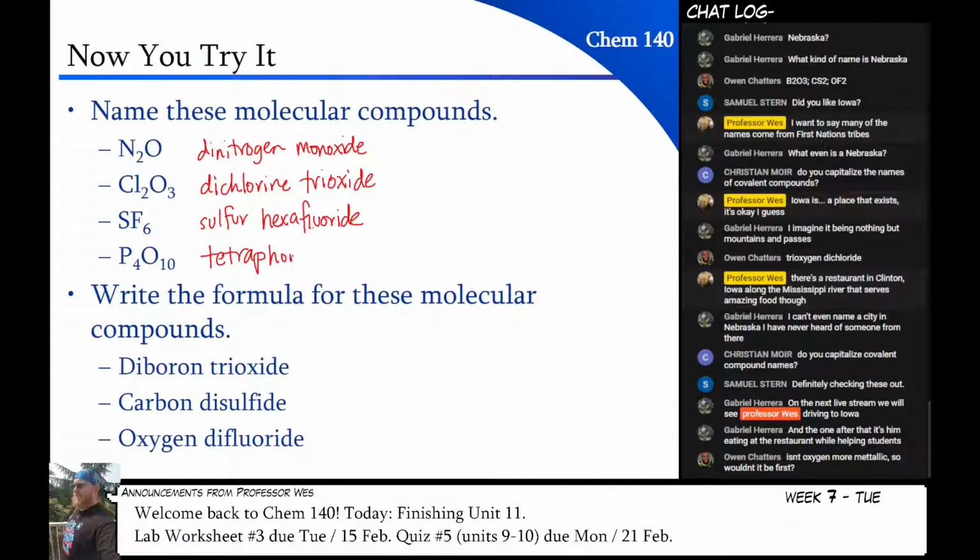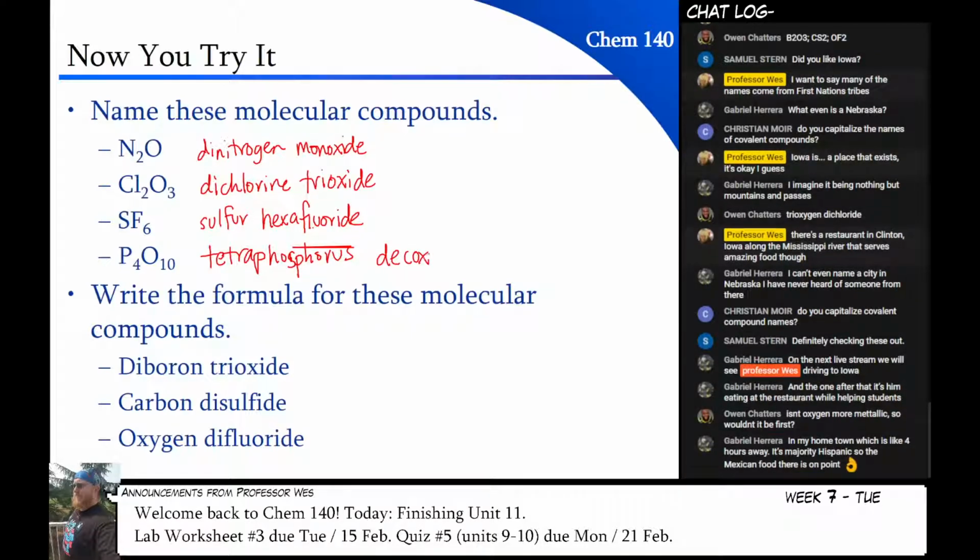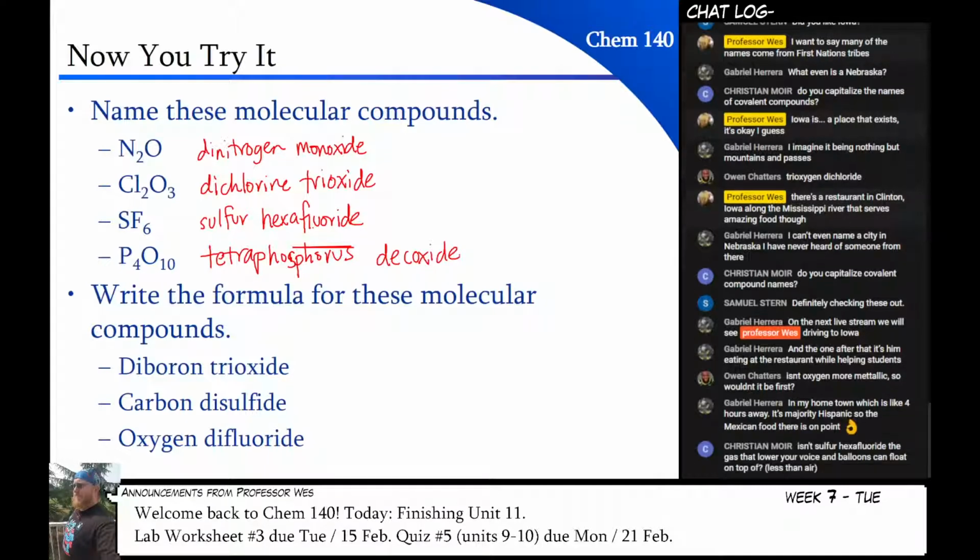So tetraphosphorus. We're going to pretend that didn't happen. Decoxide. Isn't oxygen more metallic and would be listed first? With chlorine and oxygen, they're actually kind of diagonal from each other. One is further left, but the other one's further down. Going down is more of an impact than going left does because there are fewer spaces to go down. So chlorine ends up being more metallic. That one's kind of weird, I understand.